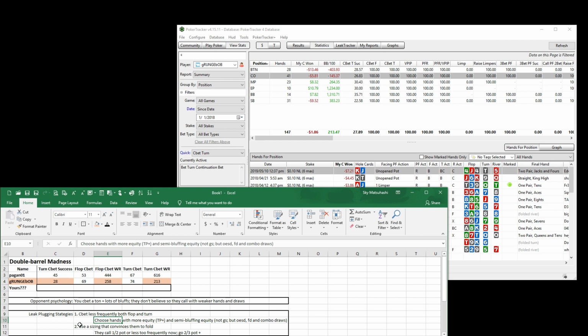The second leak plugging strategy is use a sizing that convinces them to fold. In the webinar, I'm going to go through a few hands of Grunge Bob's where we see they are bluffing with half pot or less than half pot bets, right? Well, those tiny sizings just do not convince your opponents to fold. They see those half pots. Players have conditioned themselves to call half pot bets all the time, right? So what you need to do, Grunge Bob and everyone else with this leak, is c-bet less often and go a little bit higher, 2/3, 3/4 pot, to convince your opponent to fold.